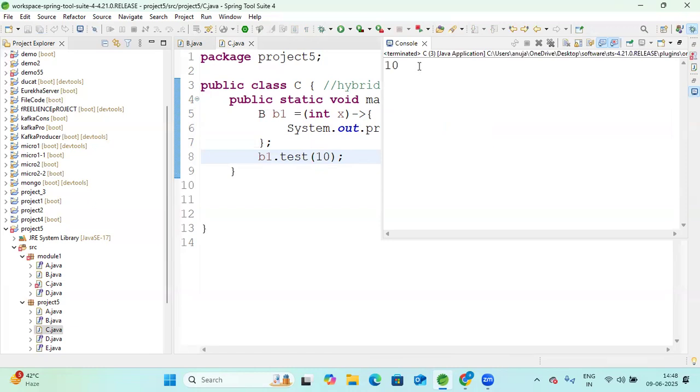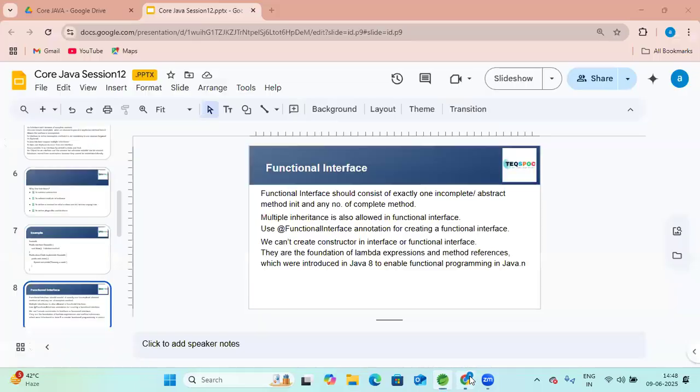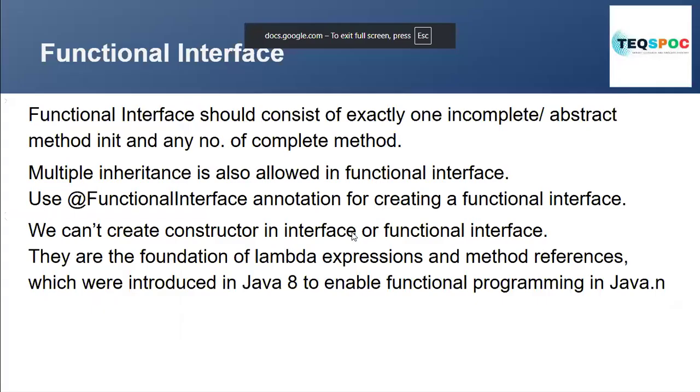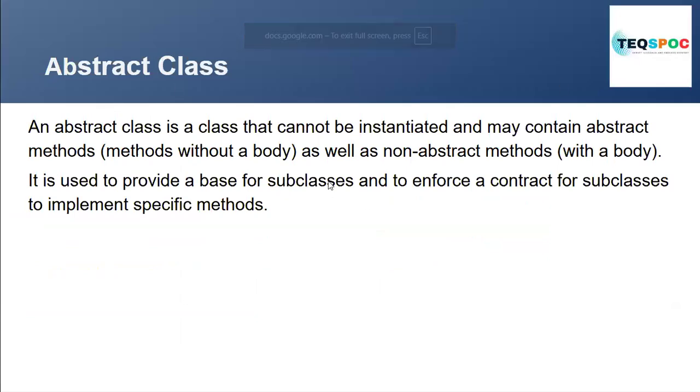Now move to next, that is abstraction. Functional interface abstraction. So what is this? An abstract class is a class that cannot be instantiated and may contain an abstract method. An abstract method is basically an incomplete method without any body, as well as non-abstract methods, meaning methods with a body. It is used to provide the base for a subclass and to enforce a contract for the subclass to implement a specific method.